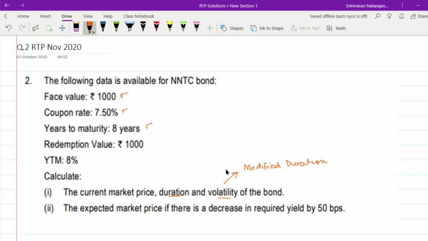So in the first part of the problem, we are required to find the current market price, the duration, and the volatility of the bond. And 2, the expected market price if there is a decrease in the required yield by 50 basis point. Now, part 2 is dependent upon part 1, because once we find modified duration, that is the volatility of the bond, we can easily find out by how much there will be a change in the price of the bond if the yield changes by 50 basis point. So first, let us tackle the first part. And the first part itself has 3 subparts. So we'll first start with finding the current market price of the bond.